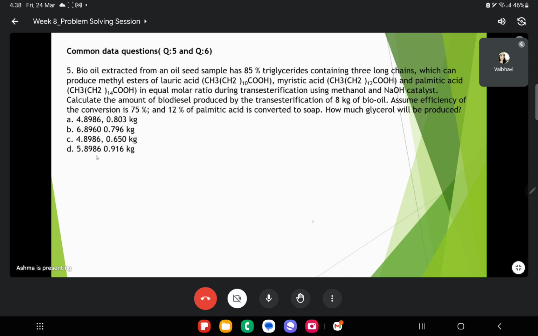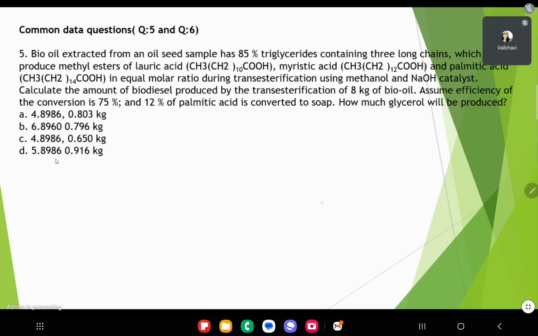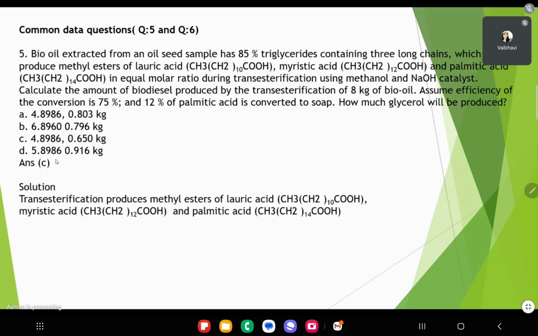So I got only one answer. Now let's see how to solve this. So correct answer is C. We have been given that the bio oil consists of 85% glyceride, and we have been given the three acids lauric, myristic, and palmitic acid, and these will be converted to esters of their acids. So these three are present in equimolar ratio, and during transesterification, methanol is used and NaOH is the catalyst.